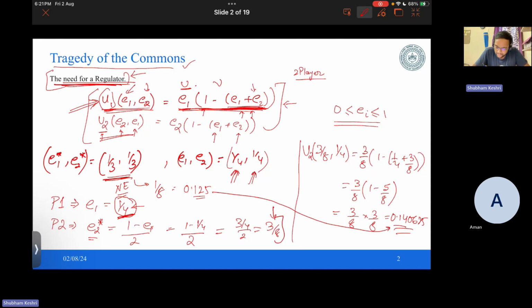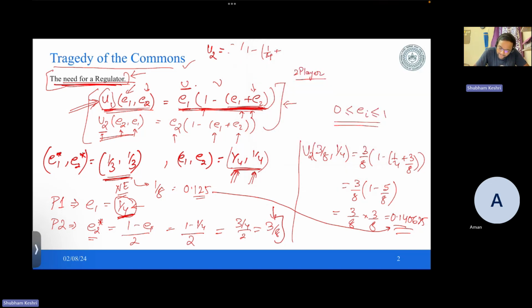So when players are playing 1 by 4, the utility of the players will become, so we had obtained this, I erased this. So the utility of the players will become, player 2, U2, not U1. U2 is playing 3 by 8, and player 1 is playing 1 by 4. Sorry, so both the players will play 1 by 4 when the regulator is active.